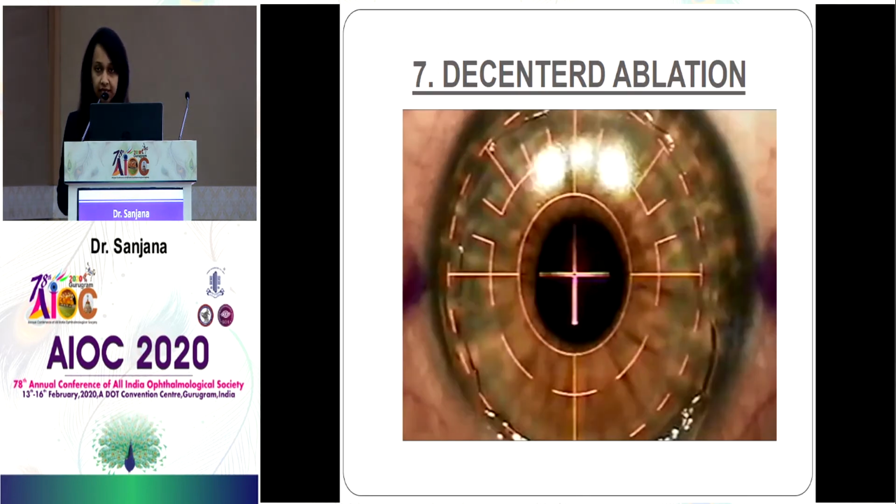Next thing is a decentered ablation. Here we see that the center cross should usually be at the center of the pupil. Now in case, let's say, the patient is excessively moving, or even before we start the surgery, it has been slightly off the center and the ablation is continued, then it can lead to a decentered ablation.